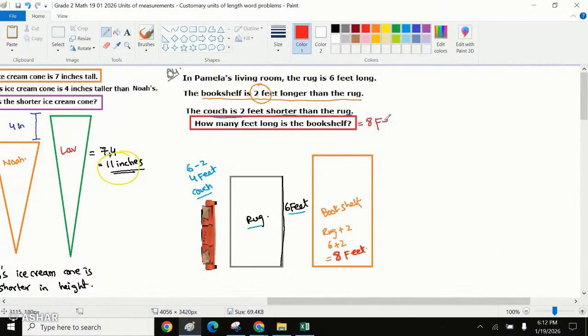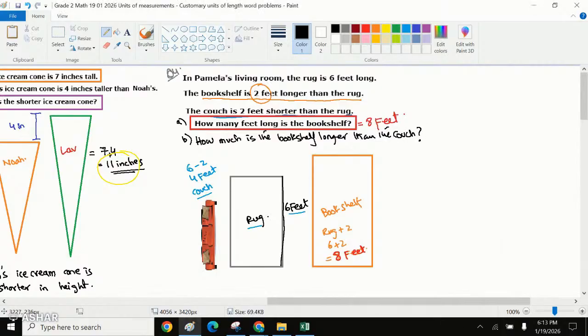8 feet. But can I make this question a little difficult? If this was part A, let's do a part B. How much is the bookshelf longer than the couch?